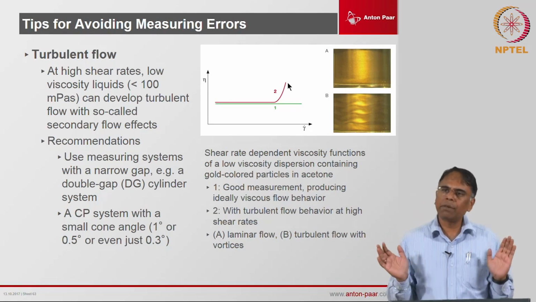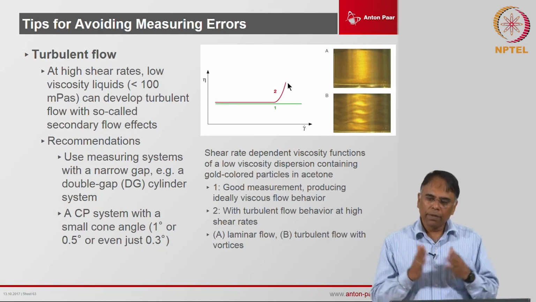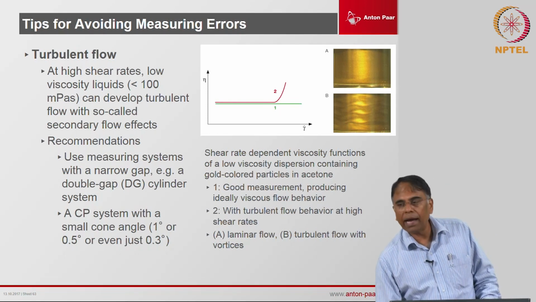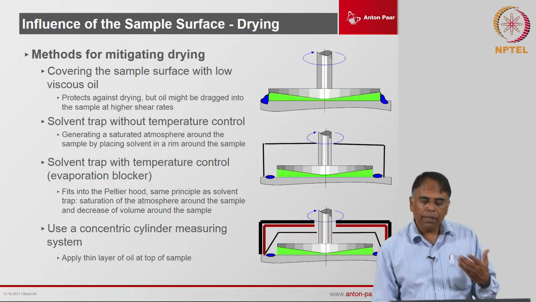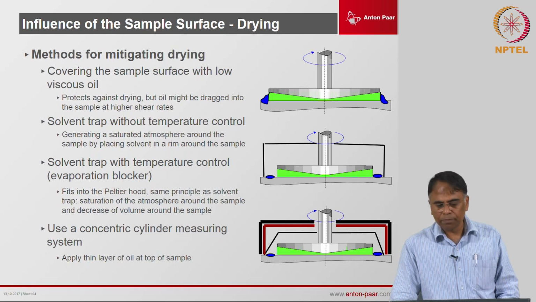So, the viscosity of the material has not changed, okay. It is simply because of the non-laminar flow, the secondary shears are giving higher torques, and those are giving us the effect of an increase in viscosity.